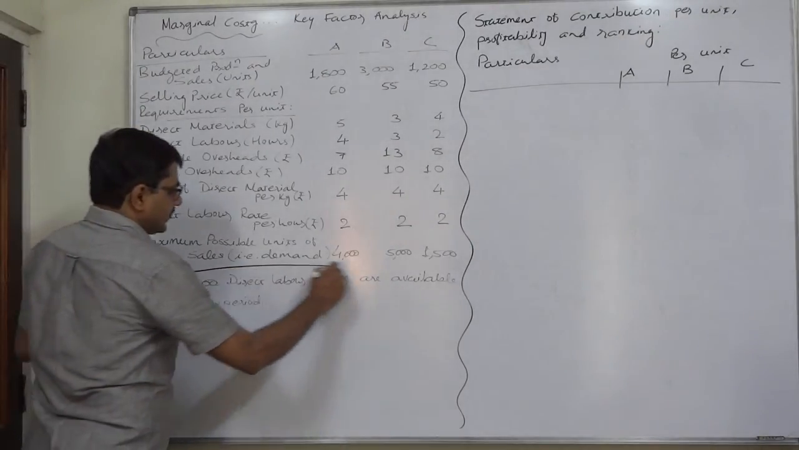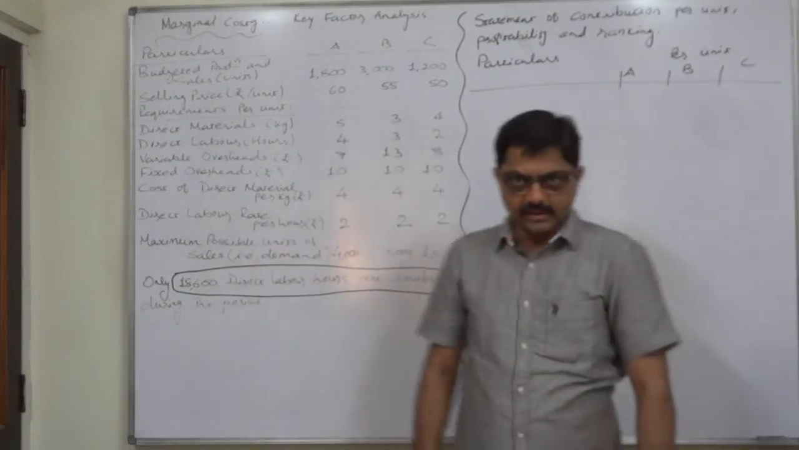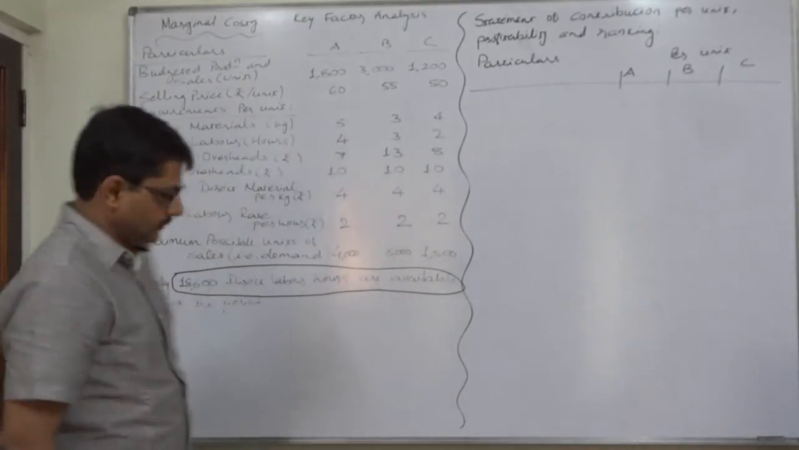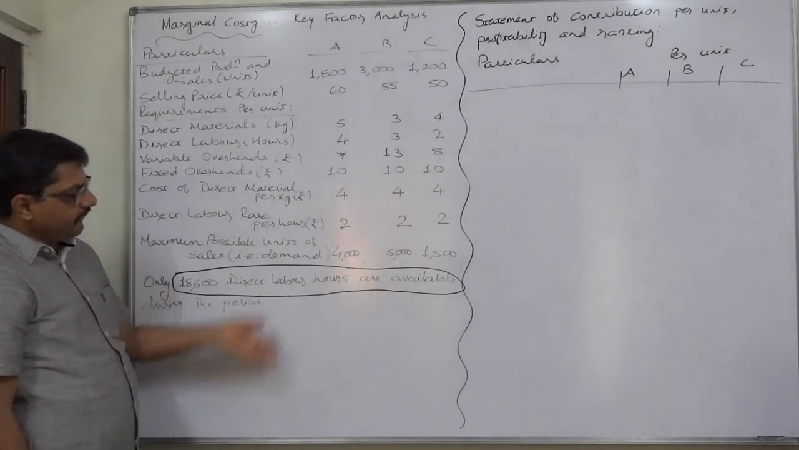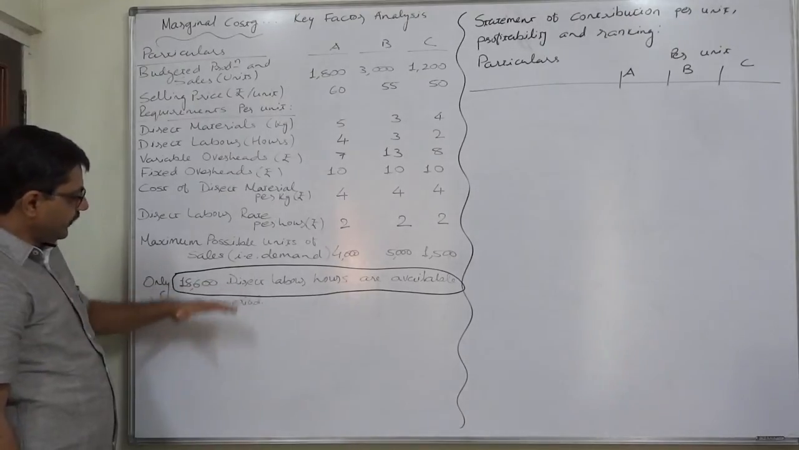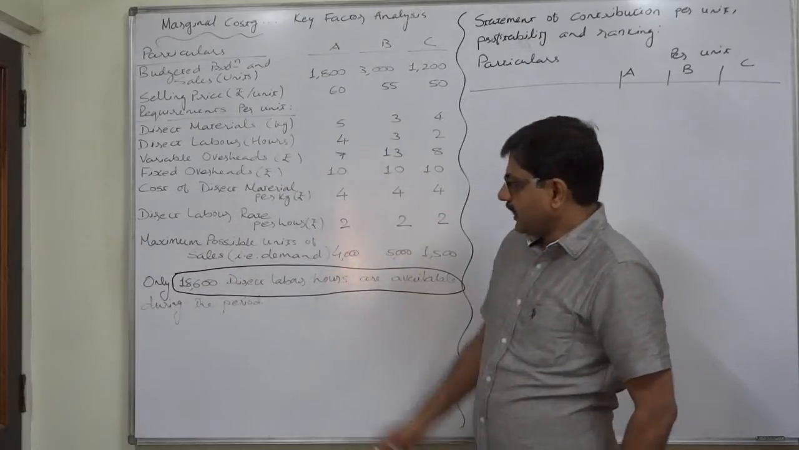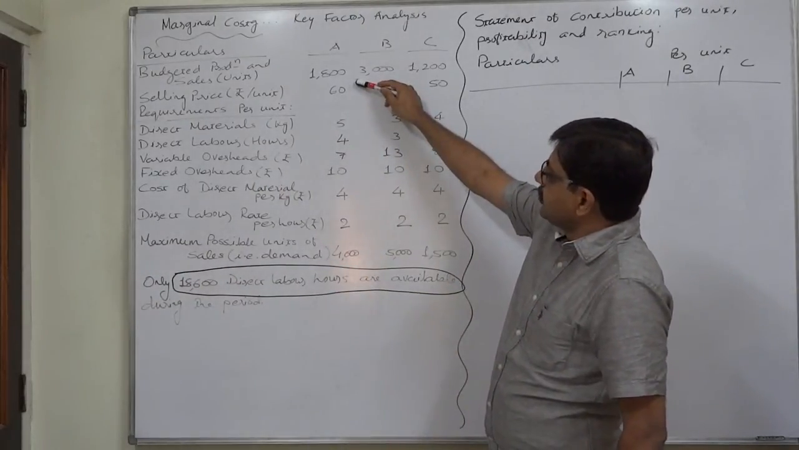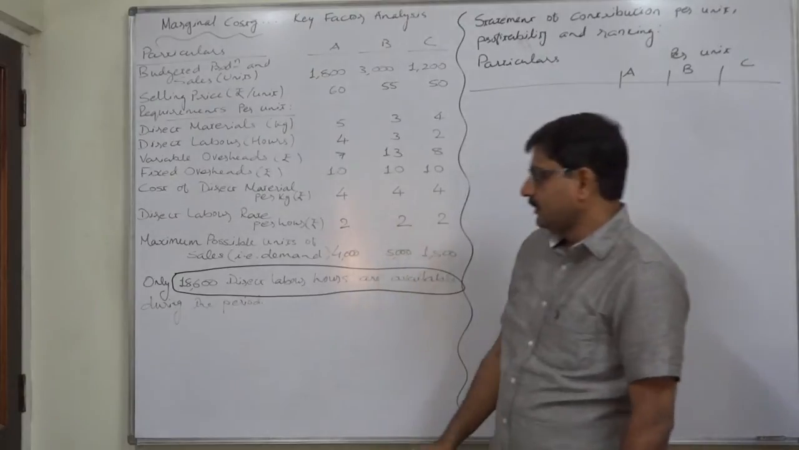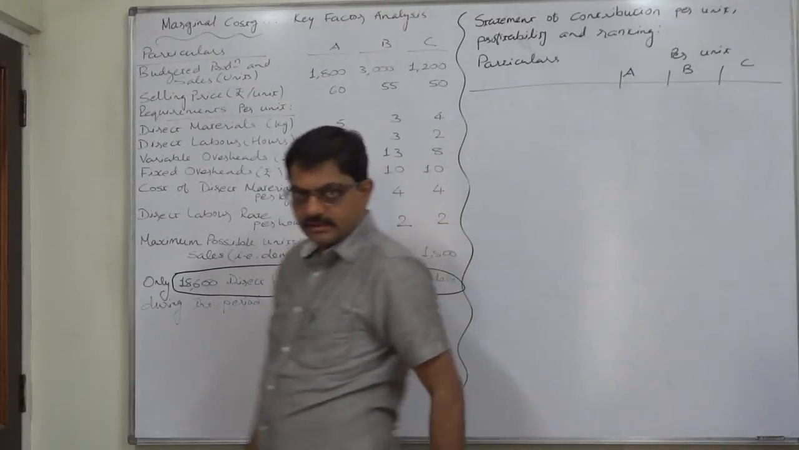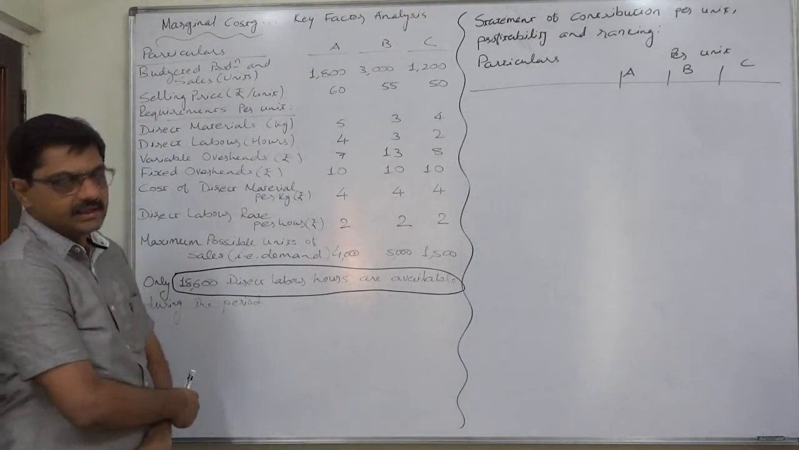18,600 direct labor hours are available. This phrase suggests that direct labor is the key factor. But what to do? Only if these number of hours are not sufficient is direct labor treated as the key factor. You can first multiply the budgeted units by the number of hours and compare it with 18,600. You will find that there is a shortage of direct labor hours, and that is the proof that direct labor hours is the key factor.